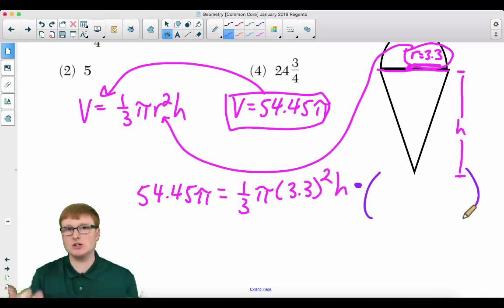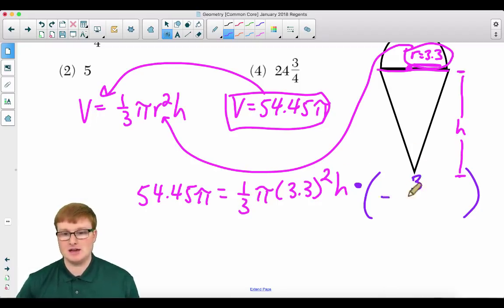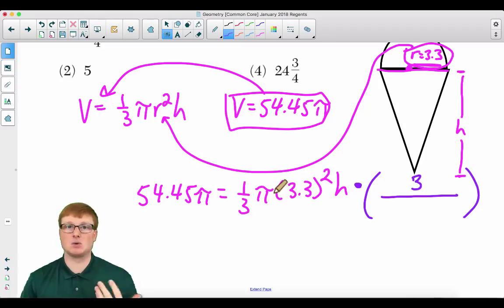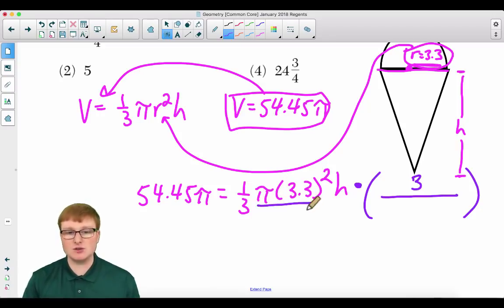If it's in the numerator, you move it to the denominator. If it's in the denominator, you move it to the numerator. So 1/3. Well, the 3 is in the denominator, so we're going to move it up to the numerator. Now for the division, the pi and the 3.3 squared are all in the numerator, multiplied to the number 1. So all of this stuff goes in the denominator. So this is pi times 3.3 squared. Okay? We leave h by itself.